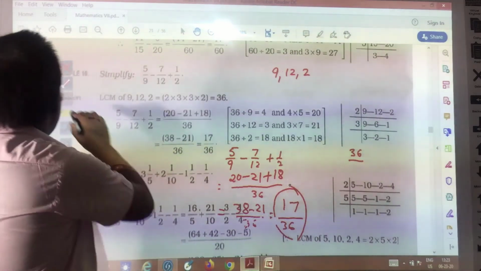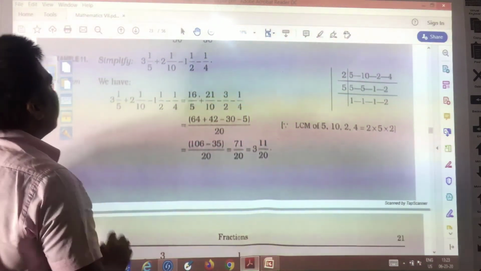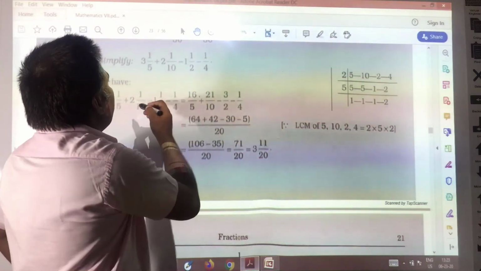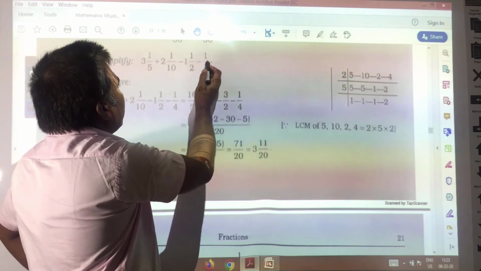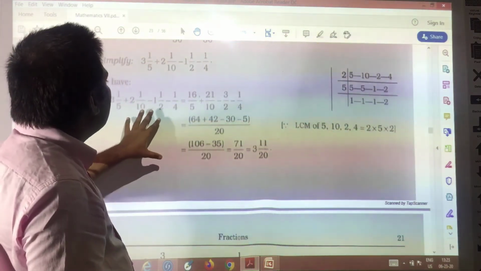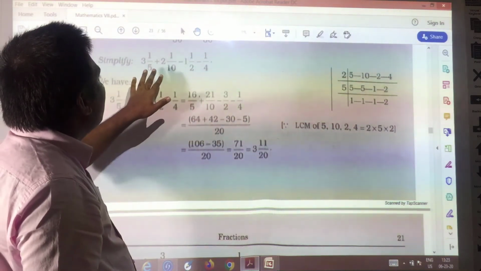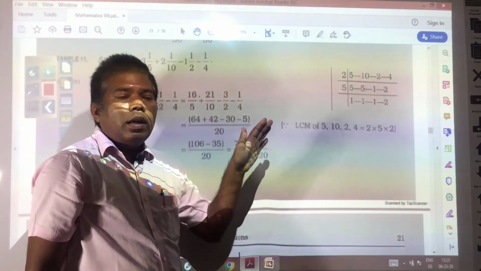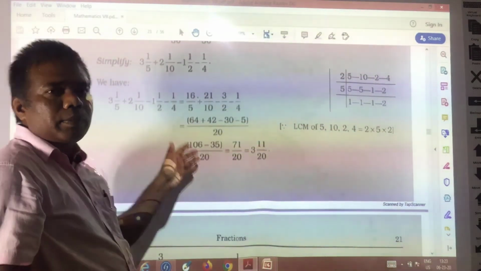Okay. So, next you see, here you see 3 whole 1 by 5 plus 2 whole 1 by 10 minus 1 whole 1 by 2 minus 1 by 4. How will we simplify this? What is needed to be done? So, two methods are there, and the simplest method is what has been given here.